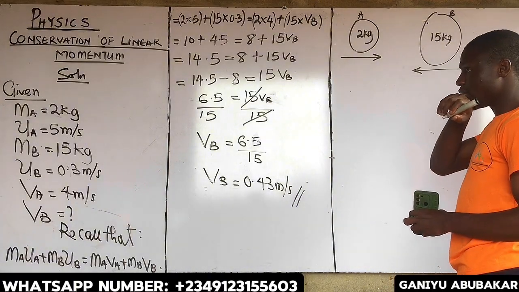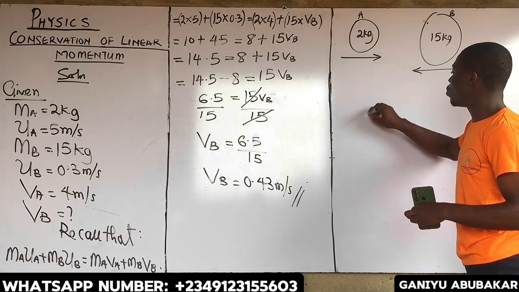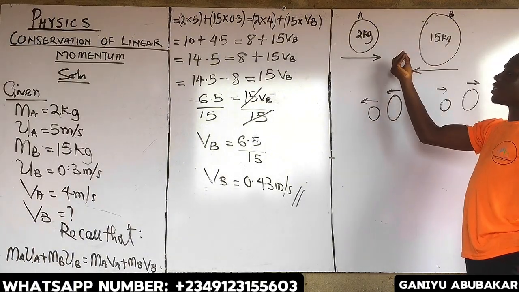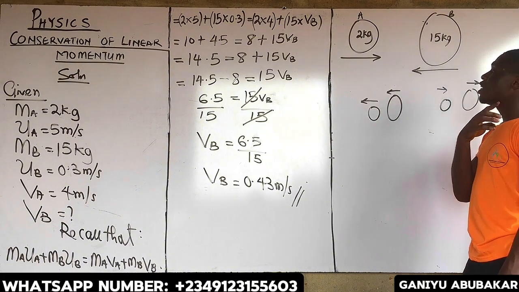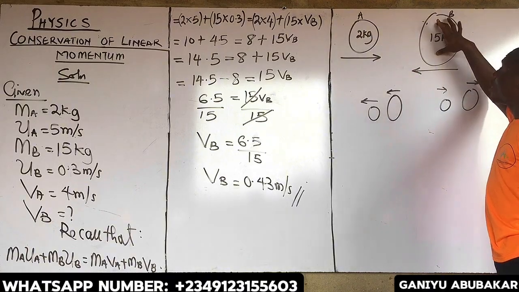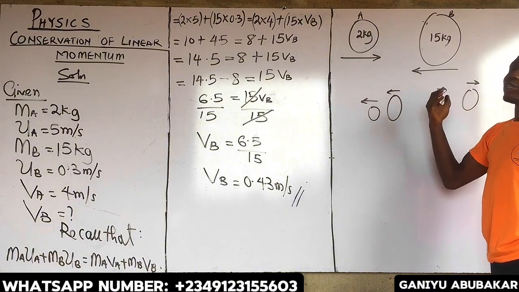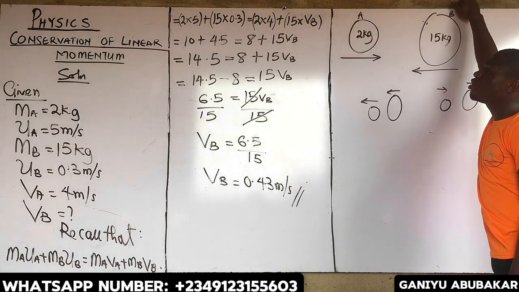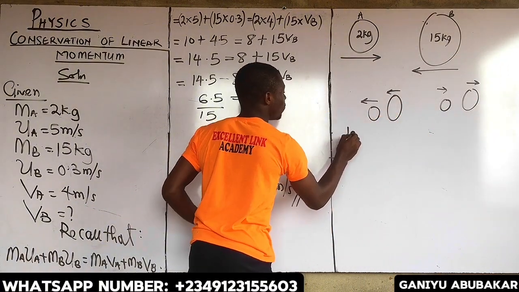My question now is, if these two bodies collide together, would they move in this direction or in this direction? We're saying the one that has bigger momentum decides the direction. If this one has bigger momentum, the objects will go this way. So let's get the momentum of body A and body B to determine which direction they will move.